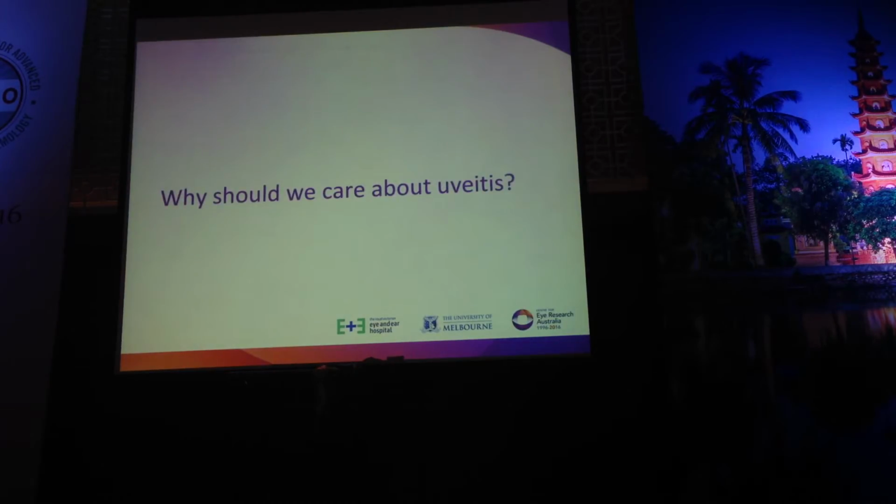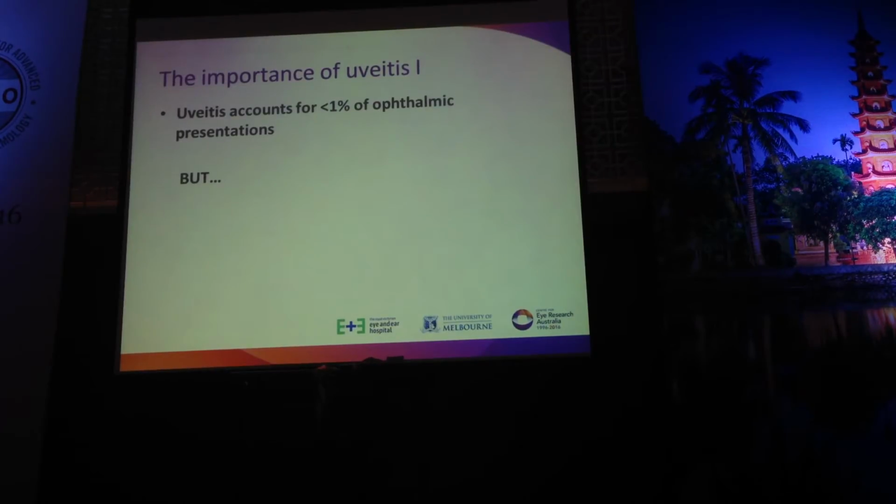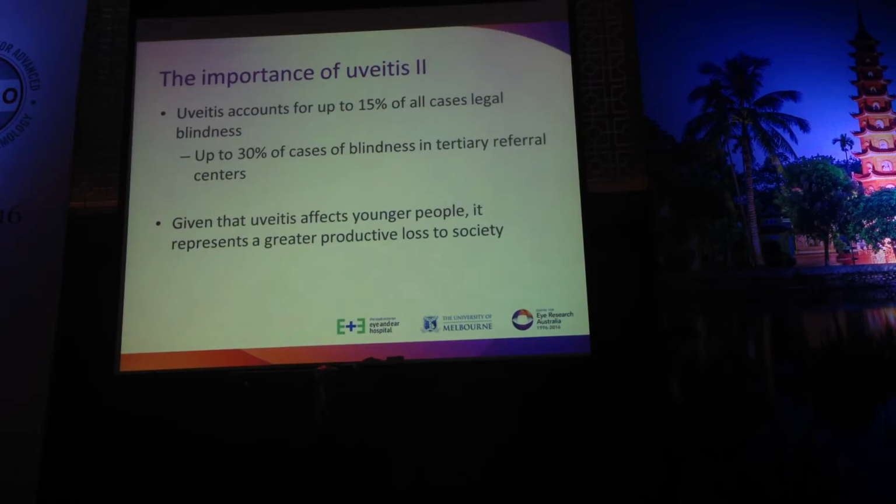So why should we care about uveitis? After all, in our general practice, it accounts for less than 1% of all ophthalmic presentations, but it punches above its weight with regards to the impact on blindness. It's in the top 5 causes of blindness in America, similar in Australia, and probably right up there in Asia as well. And it certainly accounts for about 30% of all cases of blindness in my institution. The key here is that unlike age-related macular degeneration and glaucoma, which blind you in your 60s or later when you've already paid your taxes, this actually affects the young. Young people like yourselves who are still trying to feed their families and still paying their taxes. So there is a very high economic burden with regards to uveitis. So that's why it's important.